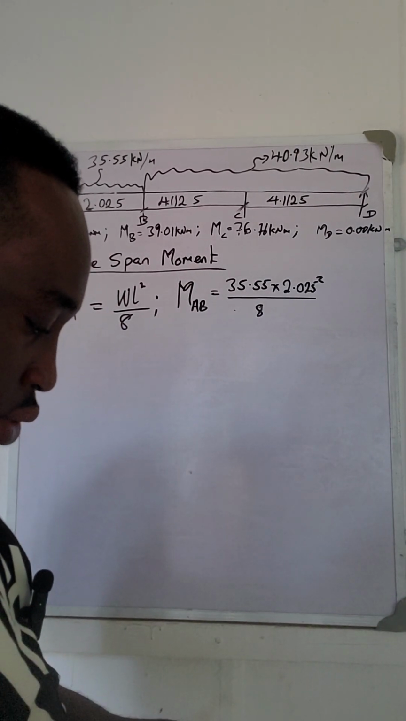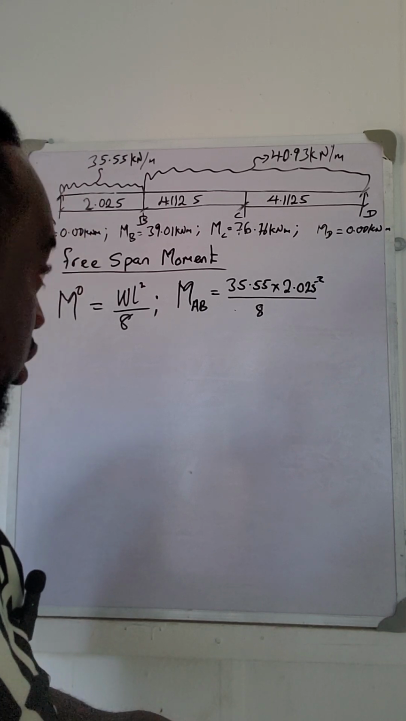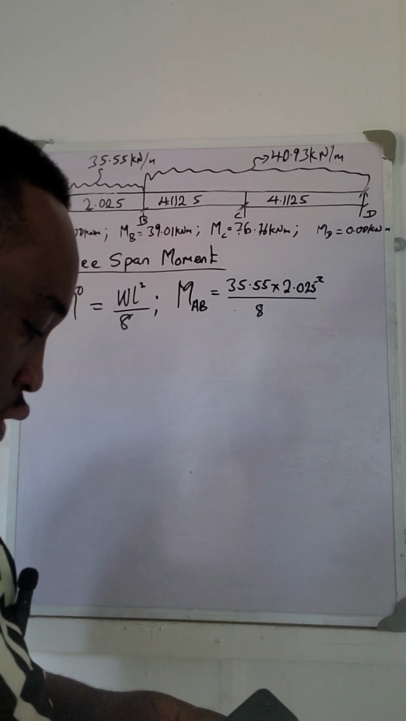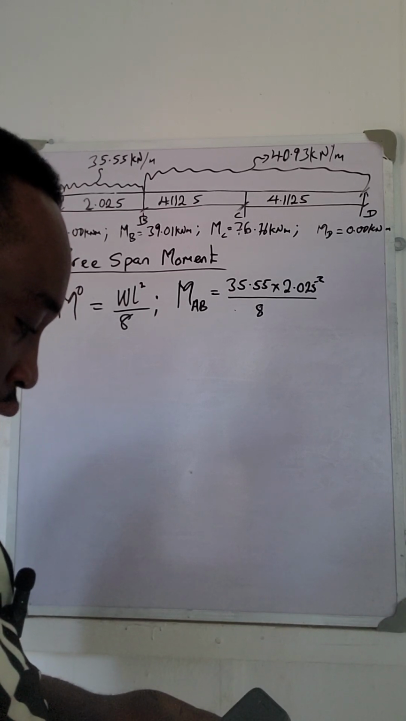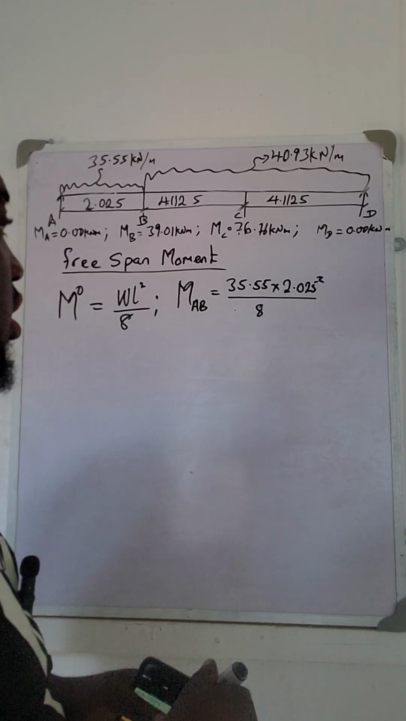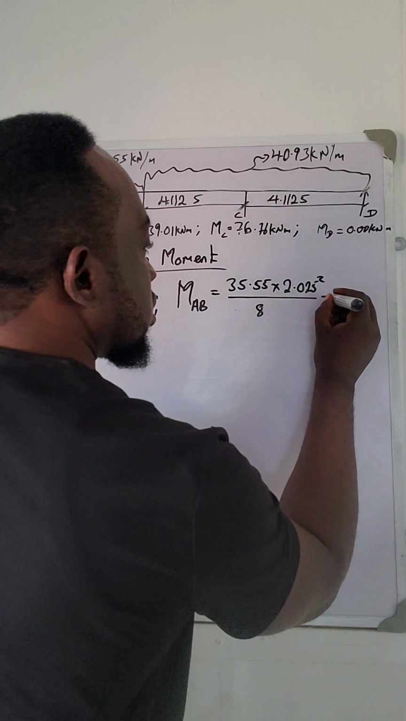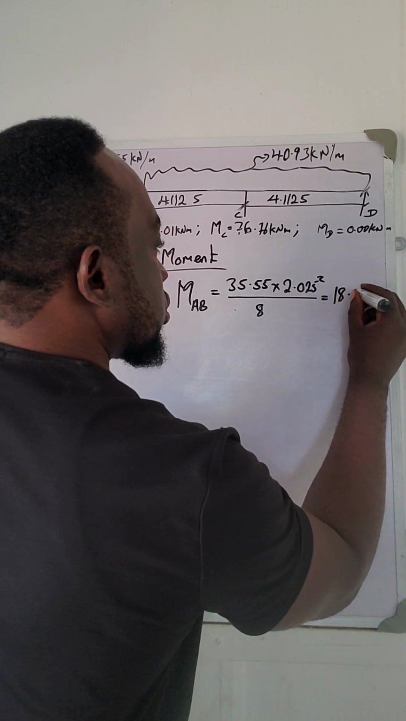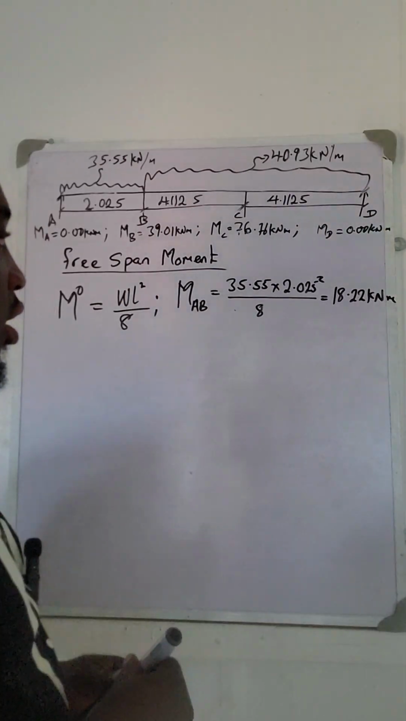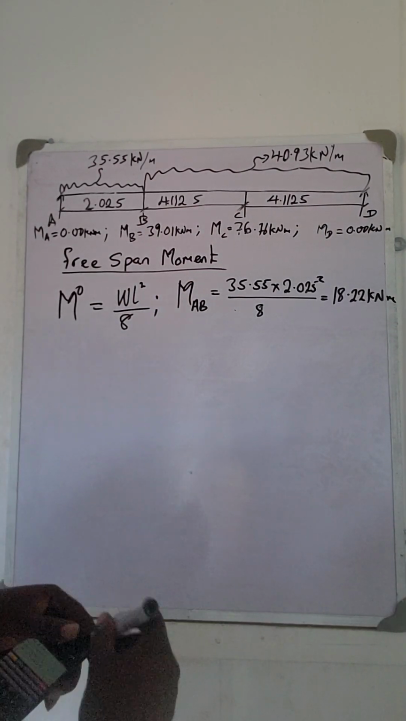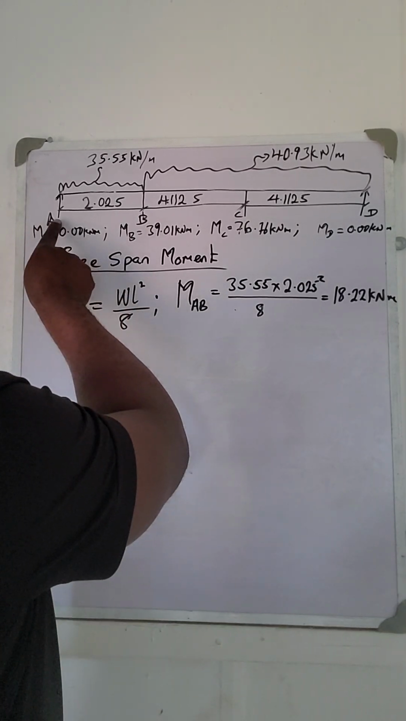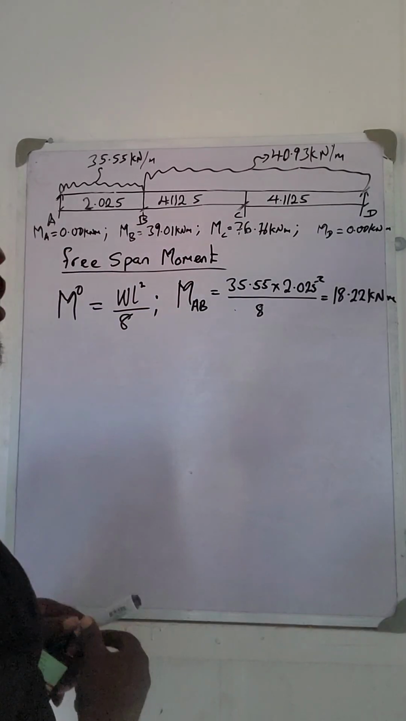If you compute this, let's quickly compute. We're going to have 35.55 multiplied by 2.025 squared divided by 8. This one will give us 18.22 kilonewton meter. That is the free span moment between span A and B.